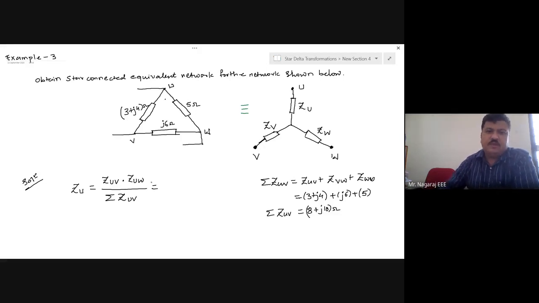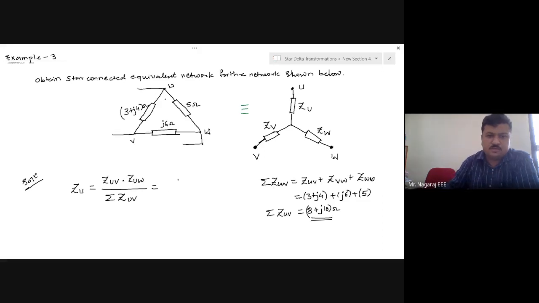So now we have the delta circuit given. We need to get the equivalent star of that. So we are applying the formula ZU is equal to ZUV into ZUW divided by the summation of Z. The summation we already have calculated: 8 plus J10 ohms. I need not calculate in every step. Now I simply substitute the values of ZUV and ZUW.